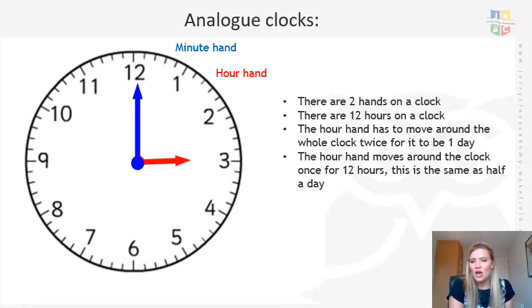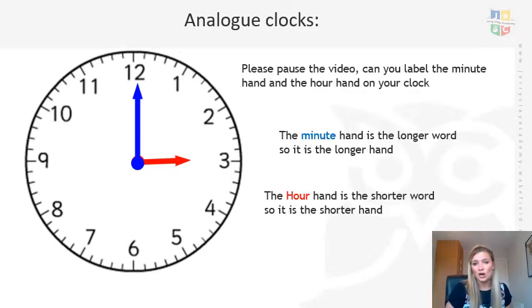Okay, so using Seesaw, I have attached a blank copy like this clock here, and I would like you now to pause the video and go and have a go at labelling the minute hand and the hour hand on there. Now I have given you a little bit of a clue here.